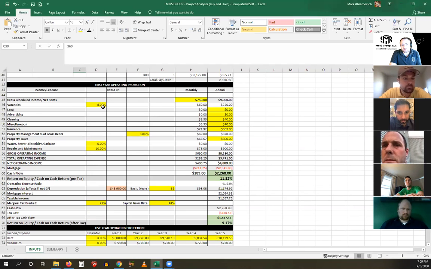And then you run through all of these different yellow fields that you have for legal costs, if there's any, advertising, cleaning, miscellaneous fees of any kind, insurance, right? What else? Property management. So property management is set in percent. And depending on the company you're dealing with, 10% is pretty reasonable.